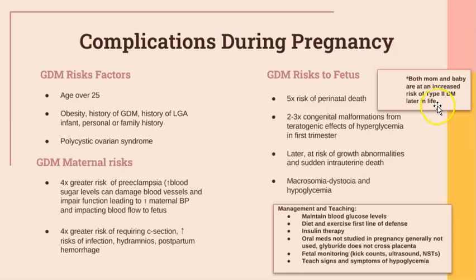Again, both mom and baby are at an increased risk of type 2 diabetes later in life. What you want to know as a nurse is how you're going to teach mom diet and exercise. They're your first line of defense. You want tight glycemic control, insulin if necessary. You want to teach her how to do fetal kick counts and keep up with her non-stress tests because she is considered high risk now. Most of the time when women are gestational diabetics or type 2 diabetics, they will schedule birth at term, which is 37 weeks. And then you want your patients to know the signs and symptoms of hypoglycemia as well.